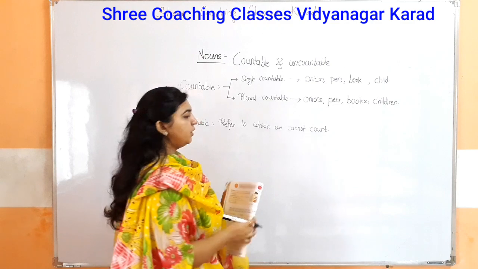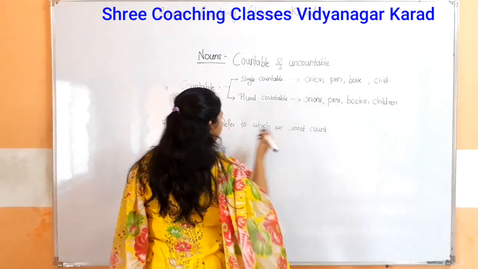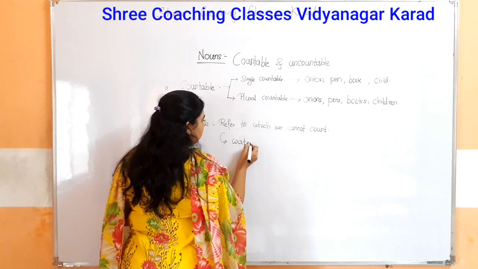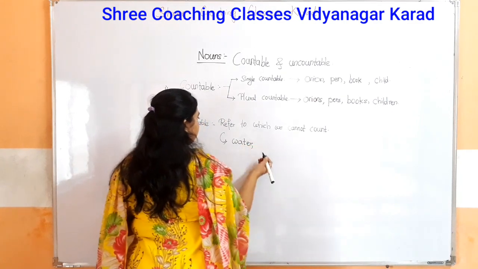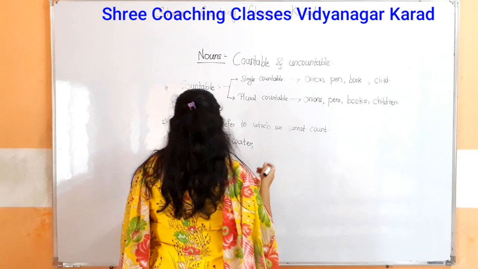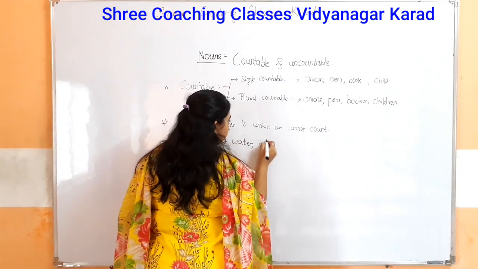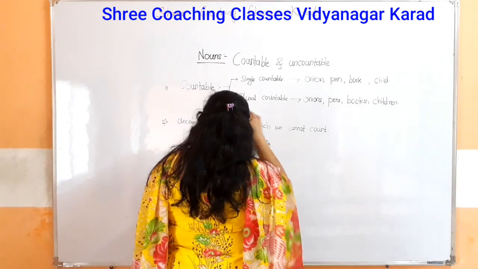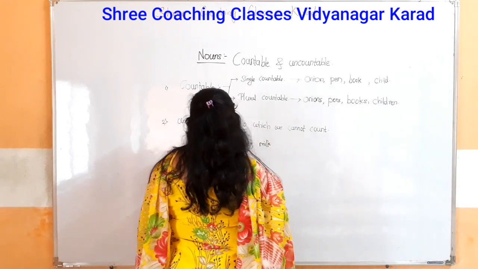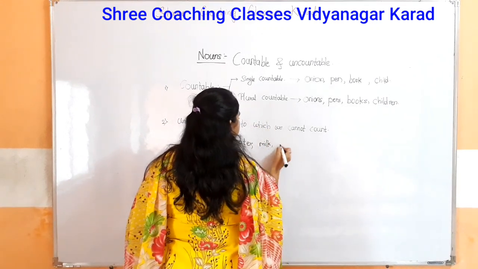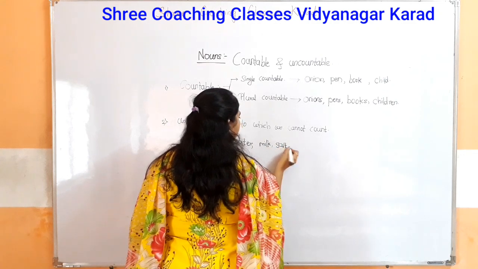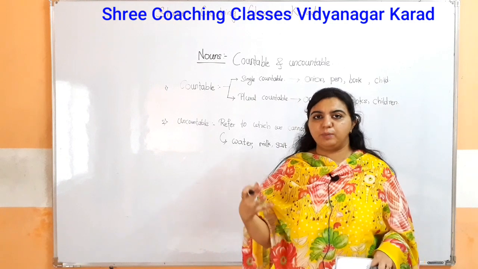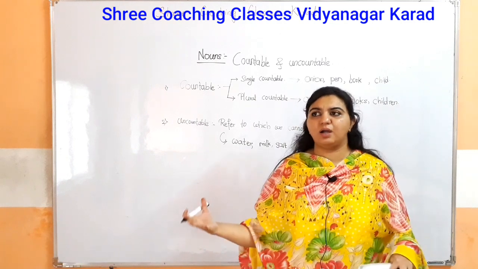And uncountable examples refer to water, milk, etc. Salt. We cannot sit and count each and every crystal of salt. So we name it salt, which means it is uncountable.